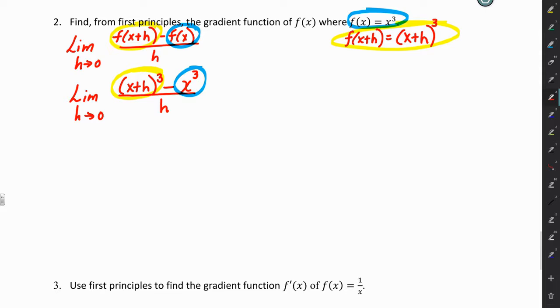Now you can do x plus h cubed the traditional old-fashioned way, x plus h times x plus h times x plus h, and use the distributive property, but I'm going to do it the shorthand way because I remember the binomial theorem. The binomial theorem says that I would look at the fourth row of Pascal's triangle, or I could use combinations. The fourth row of Pascal's triangle I know is 1, 3, 3, 1. I have x and h.